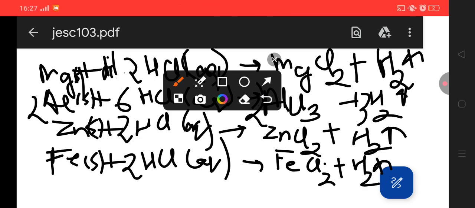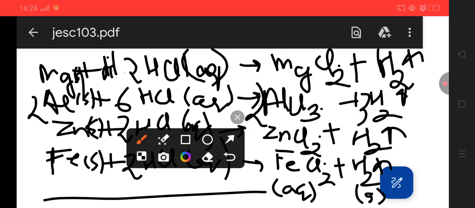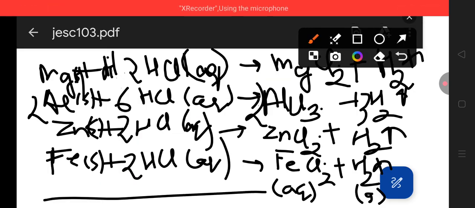and see, all the salts are aqueous, bacche, and all these are gaseous. So here I am writing gas, and for all these salts I am writing aqueous. You have to write it here only. Like these balanced equations you will write in examination. So I hope this is clear.